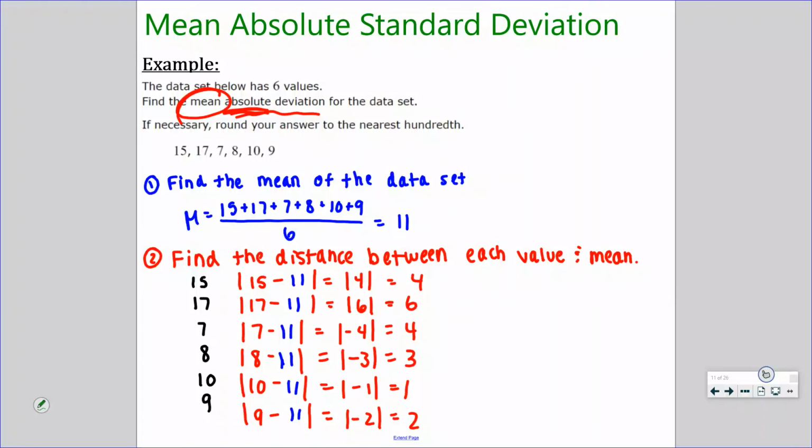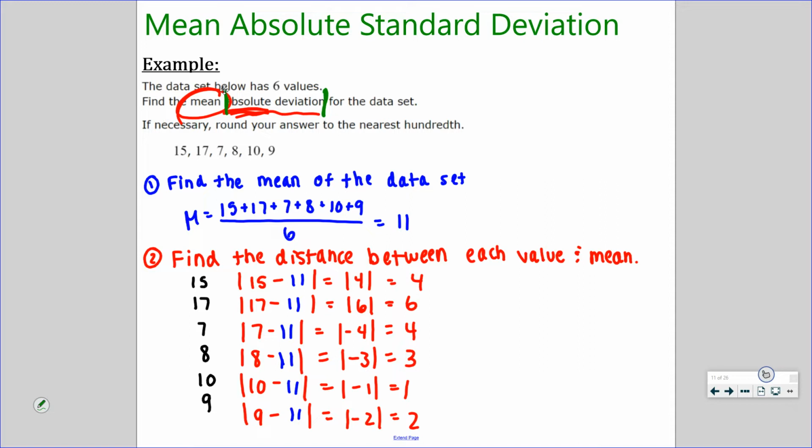We have to finish up this problem. Okay, this one was a little bit different case scenario that asked us for the mean absolute deviation. So absolute meaning we only want the positive distance away from the mean. So that's what we found here. And then we have to actually calculate the mean of this, so the average.